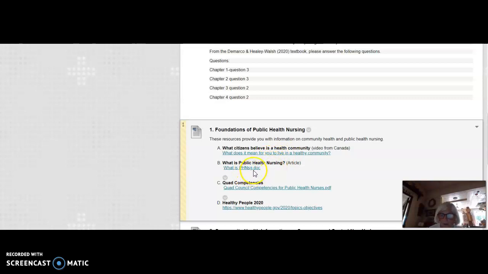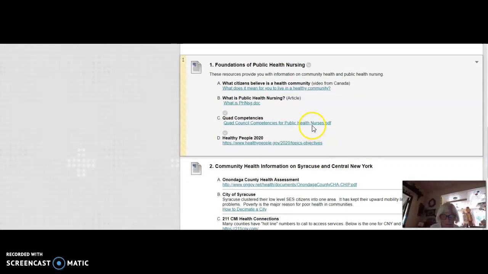And what is public health nursing, and how is it different than acute care nursing? And the quad competencies for public health nursing. What are the quad competencies? And you might want to address some of these when you're doing your journal and your practicum hours or answering any of your questions.